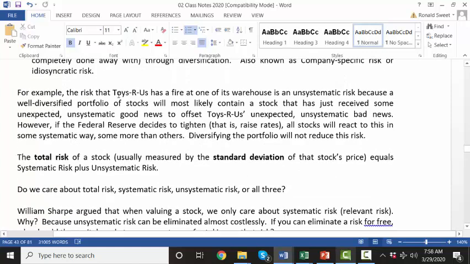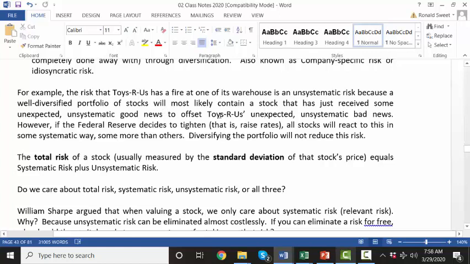So I have Toys R Us as my example of a firm that no longer exists, essentially. It's going out of business. But if you had a firm that sells toys, maybe it could have a fire at a warehouse, or maybe it's not doing well, some new product is not working. But you could definitely have other stocks in your portfolio that are just getting good news at the exact same time as Toys R Us is getting bad news.